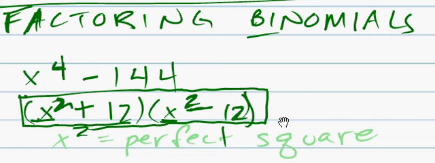Now keep in mind, these are perfect squares. Any variable, here's our variable x, taken to an even power, here's our even power, 2, means that x squared is a perfect square.